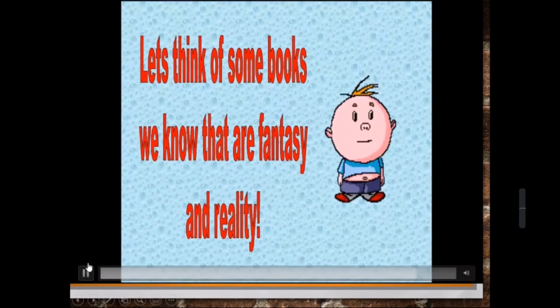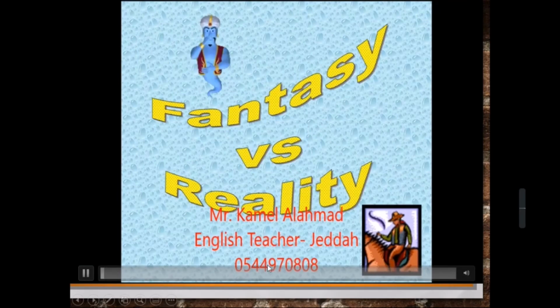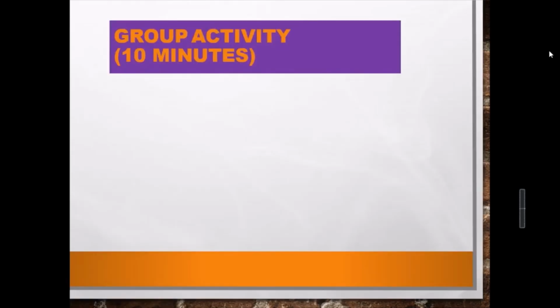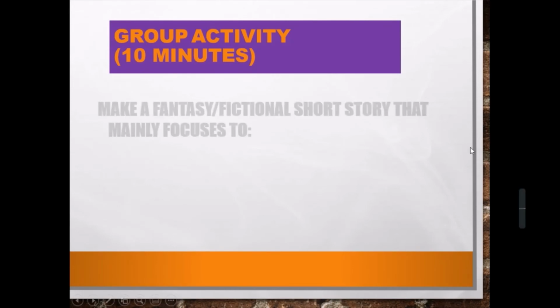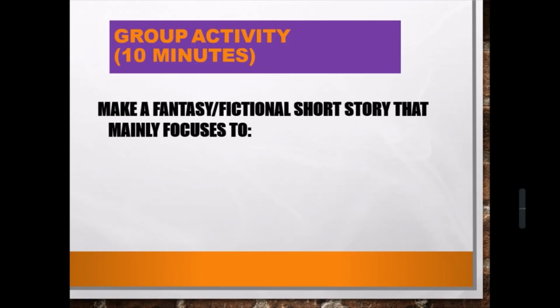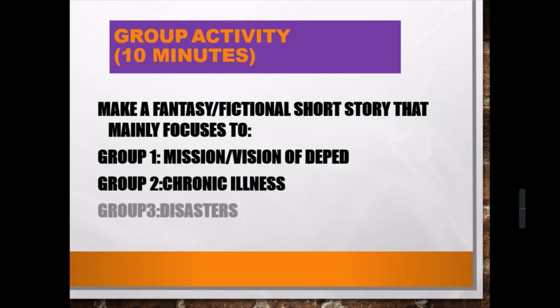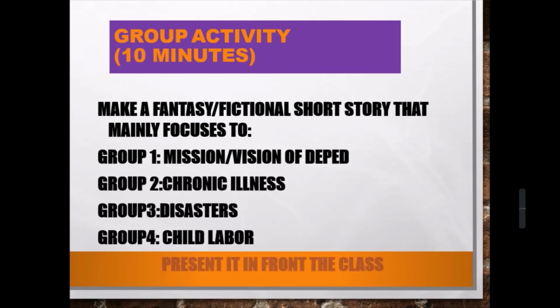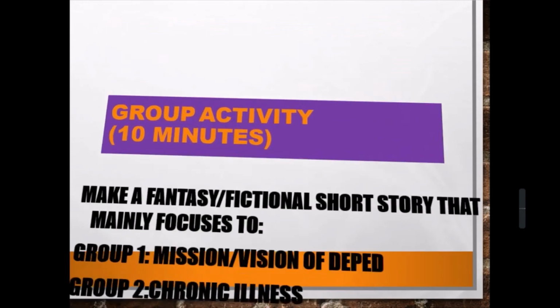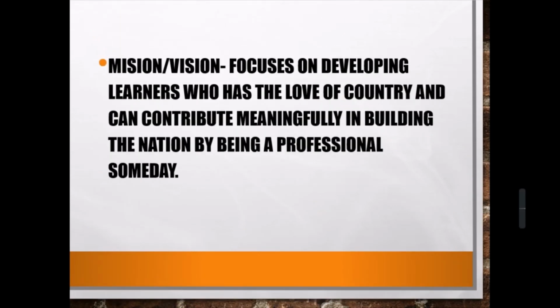Okay, that's it. Thank you for participating. Now let's move on to our group activity. We will have 10 minutes for this, okay? Make a fantasy or fictional short story that mainly focuses on the mission vision of DepEd, chronic illness, disasters, child labor, and present it in front of the class. So you'll be divided into 4 groups. Each group will be given 10 minutes: 5 minutes to construct and 5 minutes to present.